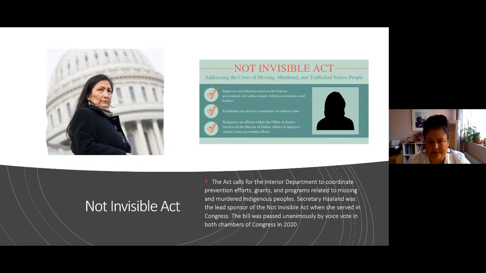Along with that came the Not Invisible Act to address the missing and murdered trafficked Native people. Again, going into kind of that cross agency collaboration. It also establishes an advisory committee and designates an official within the Office of Justice Services in the BIA, or the Bureau of Indian Affairs, to improve violent crime prevention efforts. So this act calls for the Interior Department to coordinate prevention efforts, grants, programs related to missing and murdered Indigenous people. And Secretary Deb Haaland was the lead sponsor of this act, and the bill was passed unanimously in both chambers of Congress in 2020.